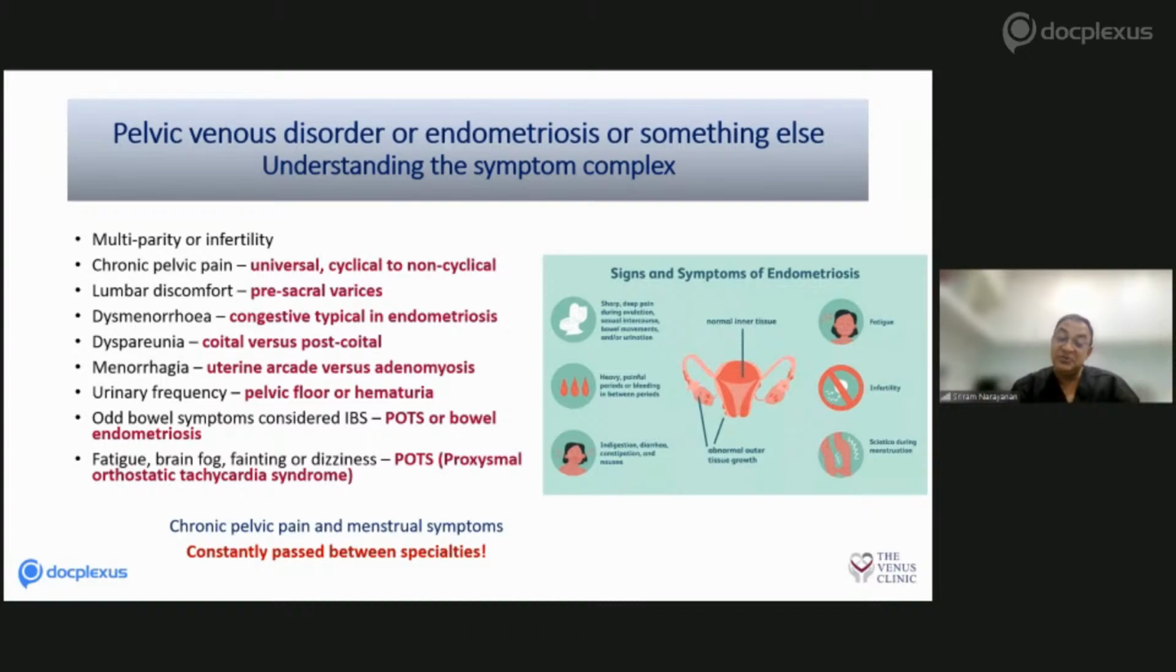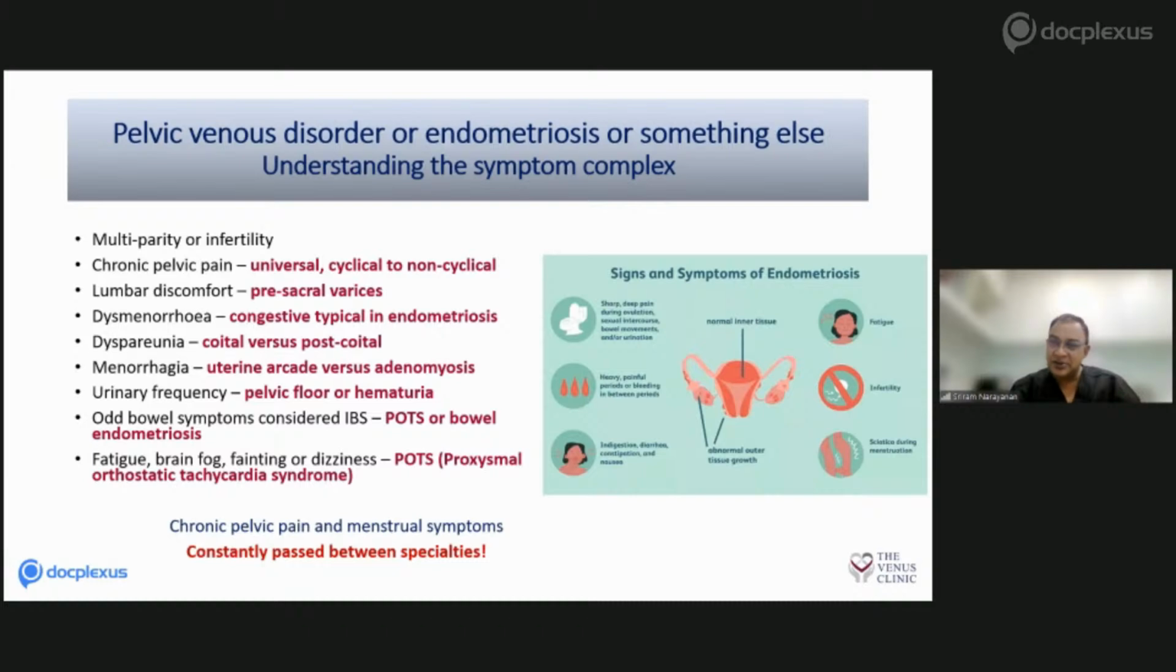Urinary frequency, well, urinary frequency again tends to occur especially in women who've had multiple pregnancies because of a weak pelvic floor and changes in the bladder neck angle, urethral angles. And hematuria. Now that can occur both in a pelvic venous disorder because there are varices around the ureters, or there are renal varices because of back pressure in the renal vein, but it can also occur in endometriosis. So it's not a very distinguishing symptom, hematuria. But hematuria that is cyclical, that is endometriosis.